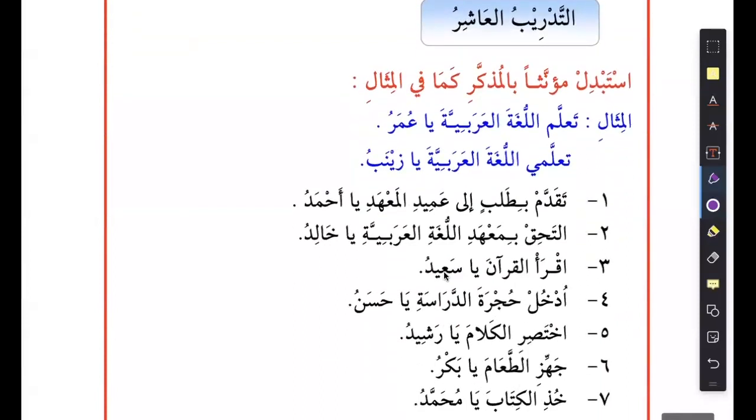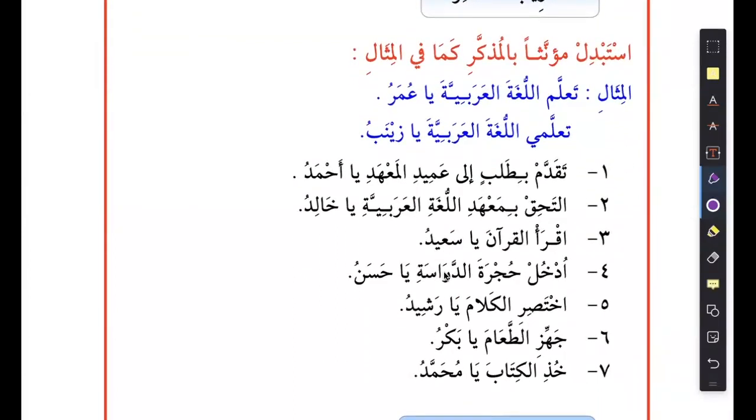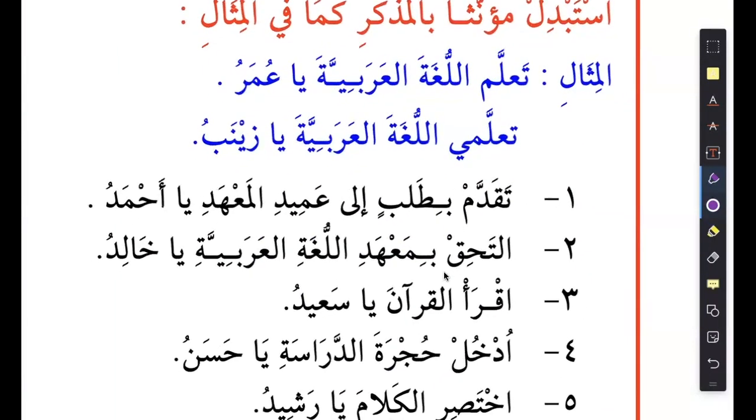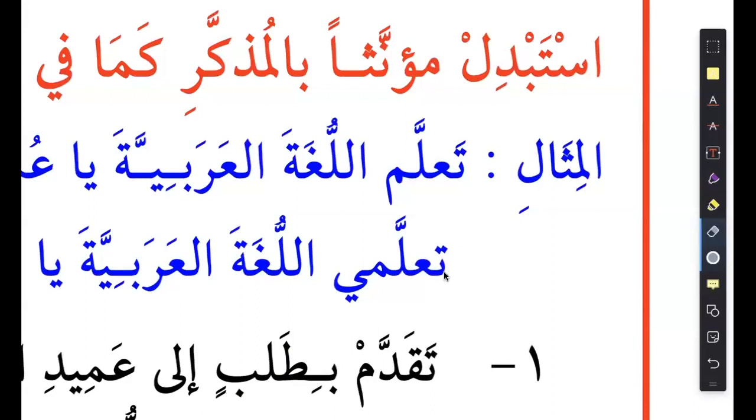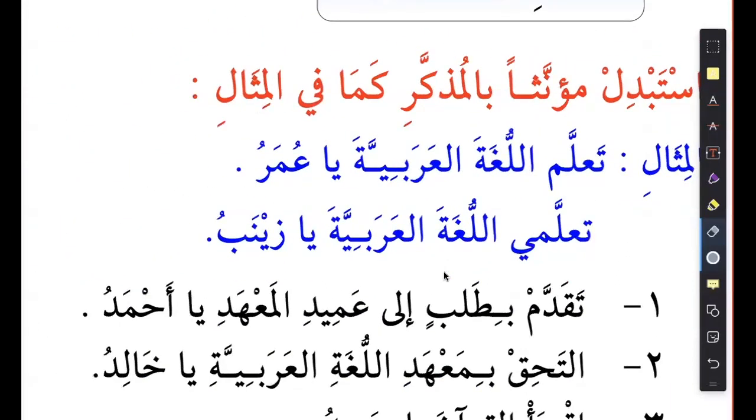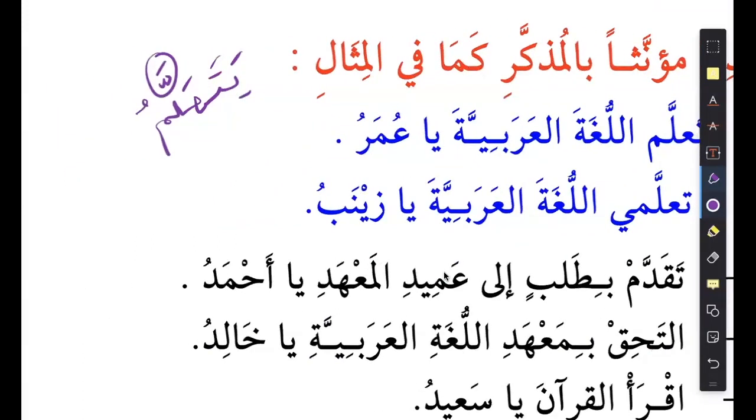The next one, the 10th exercise is saying istabdil, change muannathan bil mudhakkari kama fil mithal. So this also should be very simple. It says ta'allama al-lughat al-arabiyyata. So this verb, actually the present tense also has the fatha here. Ta'allama yata'allamu. What is the present tense? Yata'allamu. Because in order to make a command verb, you have to know the present tense. How do we make a command verb? Very simple. Remove the ya and then just put a sukun.